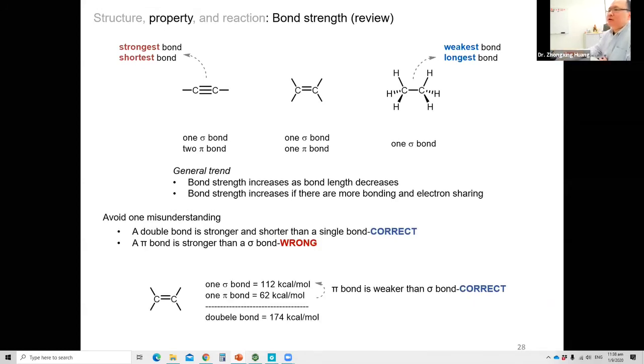But you must avoid one misunderstanding about this. A double bond is stronger and shorter than a single bond. This is a correct statement, okay? But you know that the double bond has a pi bond in it, right? You cannot say a pi bond is stronger than a sigma bond, because the double bond is actually composed of one sigma bond and one pi bond. They combine to be stronger than a sigma bond, okay? A pi bond is actually weaker than a sigma bond. So just keep that in mind. Don't make this mistake, okay?